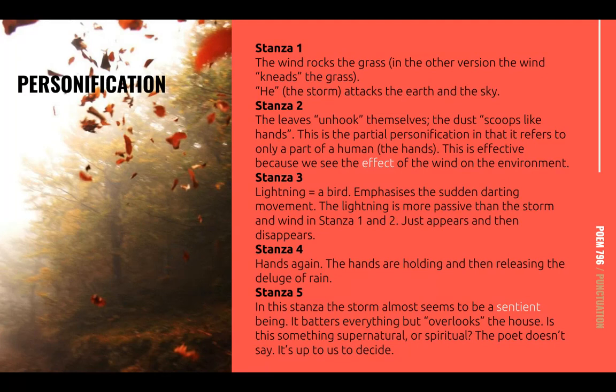And then in stanza 5, you have the interesting idea that the storm almost seems to have passed by the house deliberately, in that idea of it overlooking the house. There's almost a suggestion there that there's a sentience in the storm. Is this a reference to something supernatural or something spiritual? It isn't specifically stated in the poem. It's left up to us to decide, but it's there nevertheless.